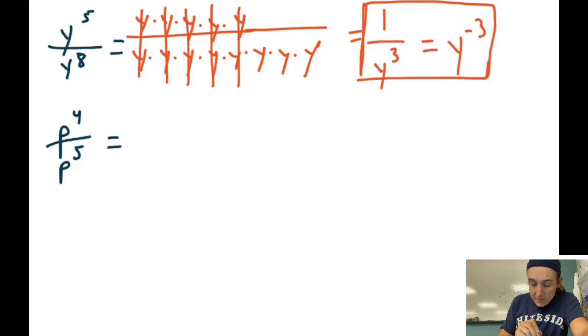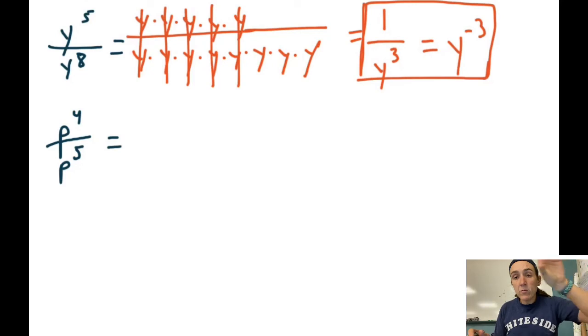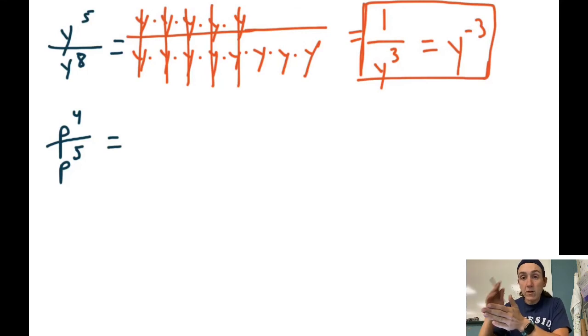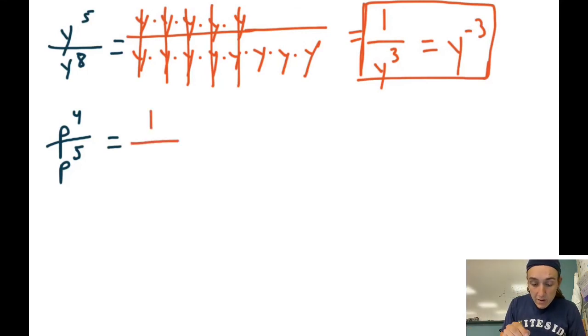Same thing here. This other one I want to look at, p to the fourth over p to the fifth. I'm not going to expand it. We're going to think through it. On the top, I have p multiplied 4 times. On the bottom, I have p multiplied 5 times. 4 of those are going to create 1, right? That means there's just a 1 left on the top. On the bottom, well, I have 4 1s and 1 p left, right? So 1 over p. 1 over p to the first is the same thing, or p to the negative 1.